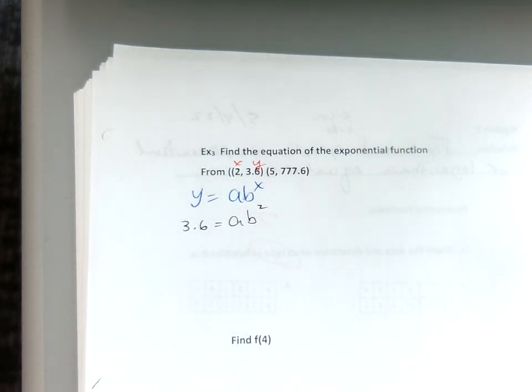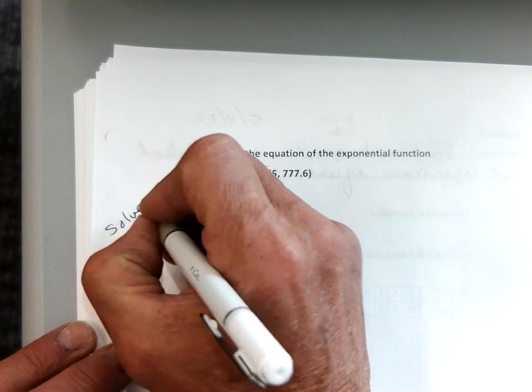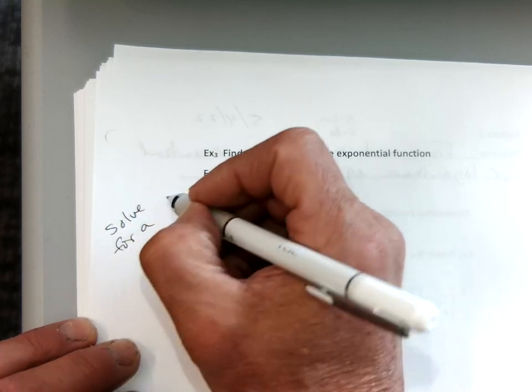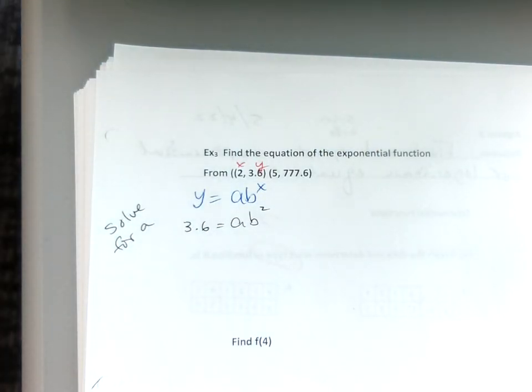So I don't have enough information. I'm going to solve for a. And you don't want to solve for b. I'm going to tell you why: I'd have to take the square root of it, right? I don't want to square root. So solve for a, it's a lot less messy, okay?